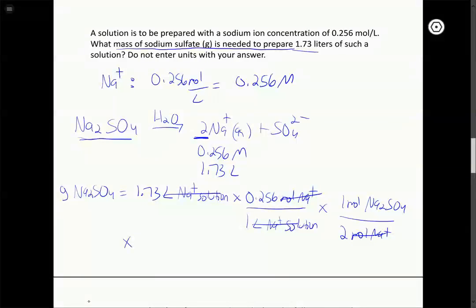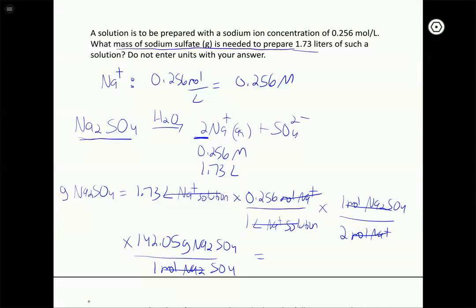And then finally we use the molar mass of sodium sulfate, which wasn't given to us here. Let's figure out what that is real quick. Which is 142.05 grams of sodium sulfate in every 1 mole. So the last step is just going from moles back into grams, a very familiar conversion for us. And so when we multiply this out, if I did my math right, we get 31.4 grams.